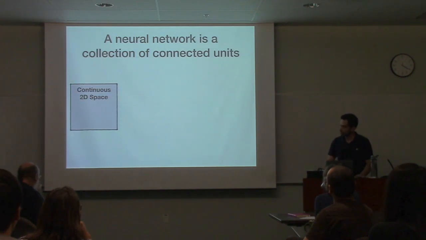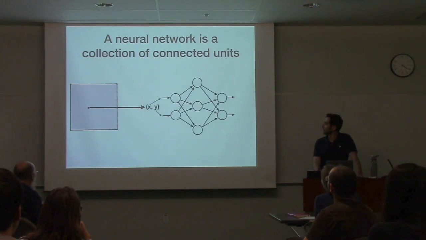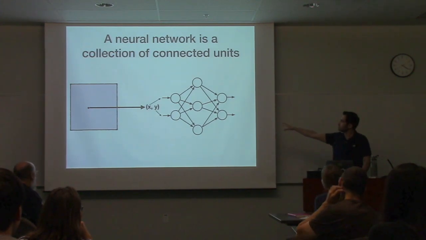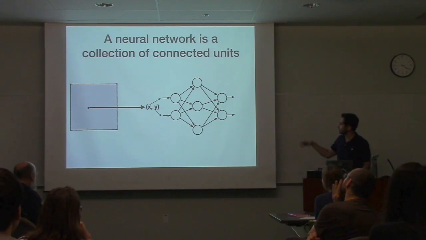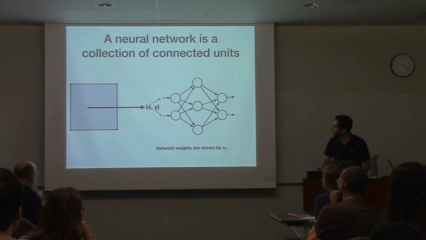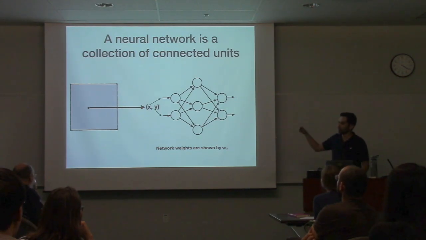This is the continuous 2D space that we had. This is our state. It has an x dimension and a y dimension. I'm going to feed this into this collection of connected units. Some magic happens in there, pluses and minuses, multiplication, and it's going to create a feature representation for me. And these arrows are the weights of the neural network. I'm going to show them by WT.